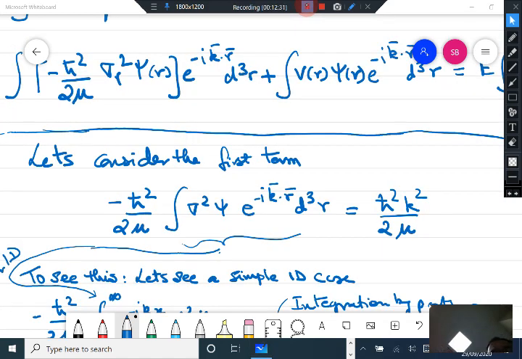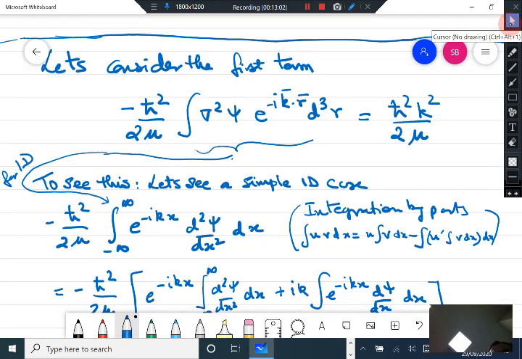So in the above Fourier transform, let us consider the first term. The first term is minus ħ² by 2μ times the integral of ∇²ψ e raised to minus i k·r d³r. This is nothing else but ħ²k² by 2μ. For some it is obvious, this is just the direct Fourier transform, which will give you ħ²k² by 2μ, where k is the momentum vector. It is also easy to prove.